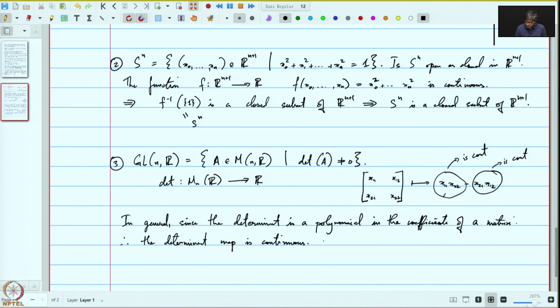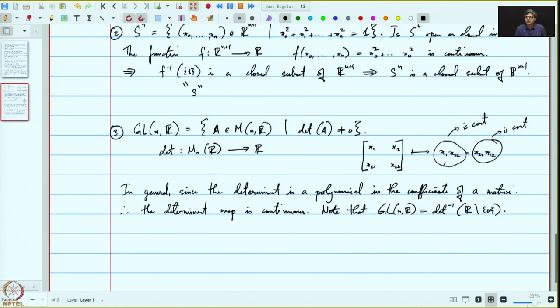right? And now note that GLNR is simply the determinant inverse of this subset R minus 0, right? So determinant is continuous, and as R minus 0 is open, right? So this implies GLNR is an open subset of MNR.